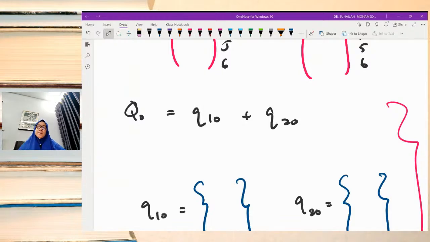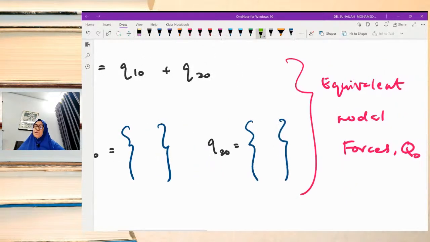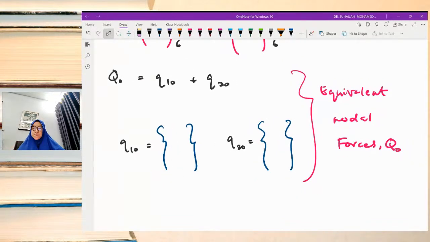This example has two elements, member AB and member BC. Member AB is element number 1, so Q1 naught. Member BC is element number 2, Q2 naught. So we have to combine Q1 naught plus Q2 naught to get equivalent nodal forces. Everyone has to understand this.